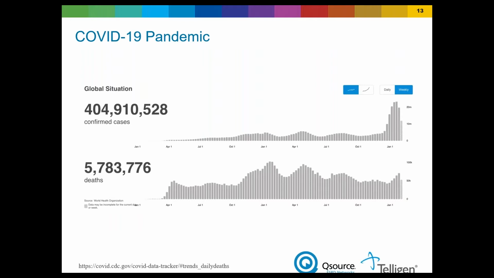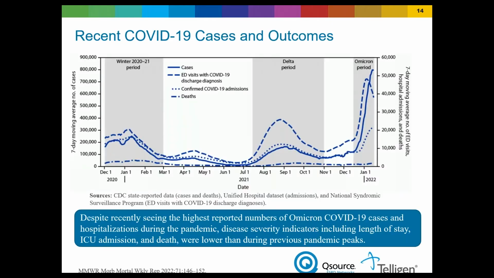So worldwide, there have been over 400 million cases of COVID reported and over 5 million deaths. And the good news, though, is that although we have had a high number of cases throughout the pandemic, the death rates have remained stable even through the Omicron surge over the past few months. And one of the biggest helps that we have had is the vaccination over the past year.